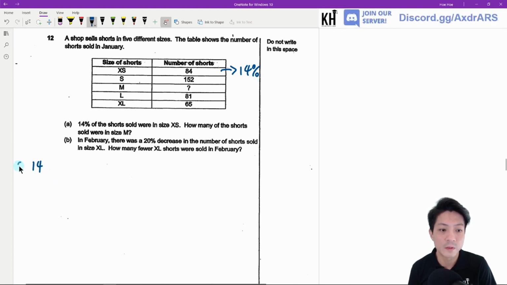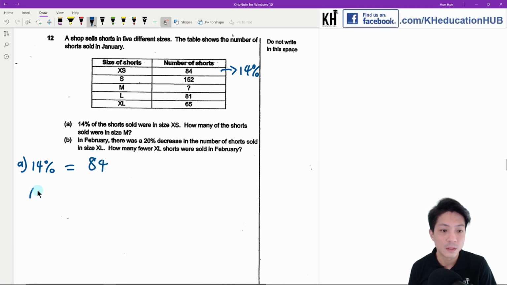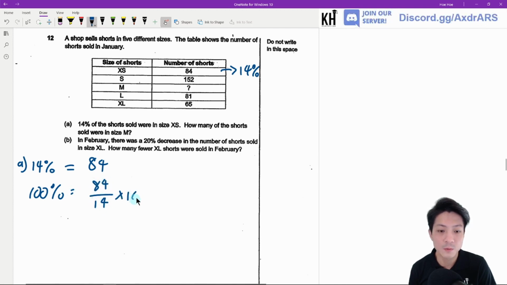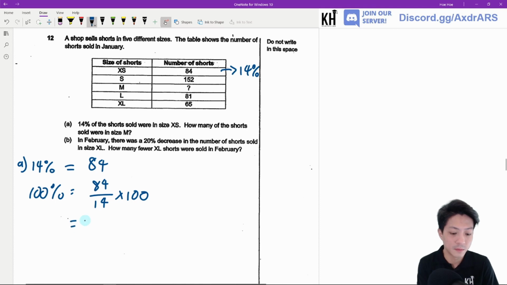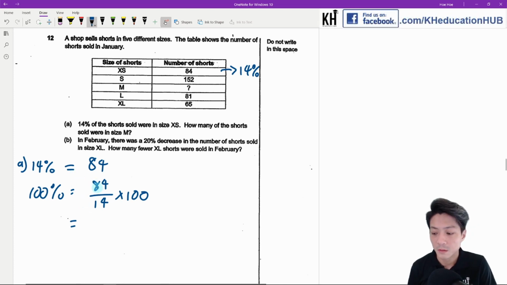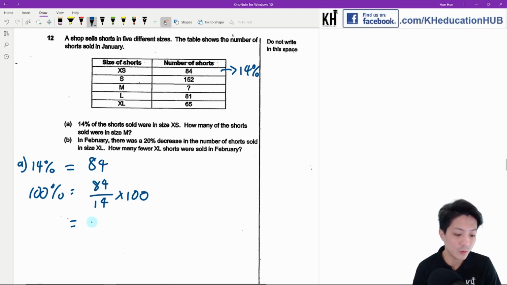Okay, so if 14% is equal to 84, I can find what is 100% by using 84 over 14 multiplied by 100. Okay, that is going to be equal to 600.